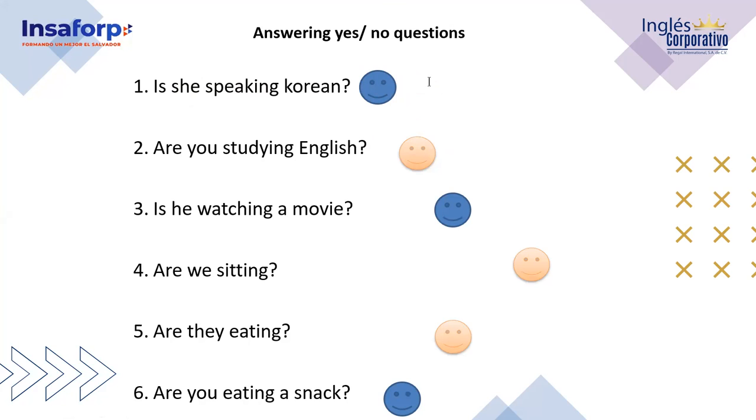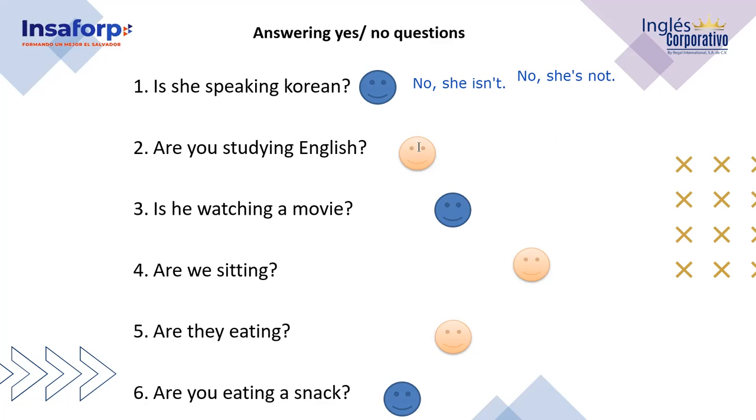Okay, the first one is, which one did you say? Yes, she's. Is she speaking Korean? Okay, remember, blue is negative answer. Red is affirmative answer. No, she isn't. Okay, it's no, she isn't. No, she's not. La otra opción, la que está mencionando el compañero, es esta. No, she is not. No, she's not. Puede utilizar ambas. No, she isn't. Or no, she's not.